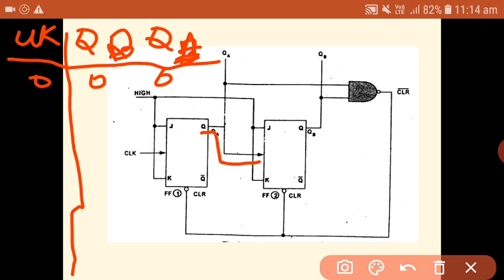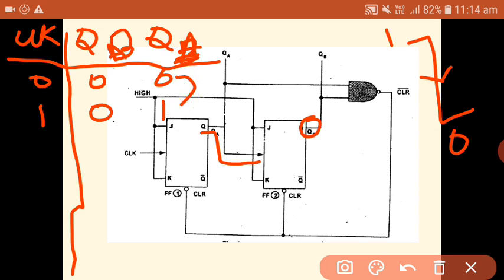Whenever the first clock pulse is applied, what will happen? The output of the QA flip-flop will toggle, so 0 becomes 1, and QB stays 0 because no clock pulse is applied to it. The QB output changes only when QA changes from logic 1 to logic 0. Here QA goes from 0 to 1, so QB stays 0. After the second clock pulse, QA toggles again, and whenever QA changes from logic 1 to logic 0, QB toggles. This is the output after the second clock pulse.